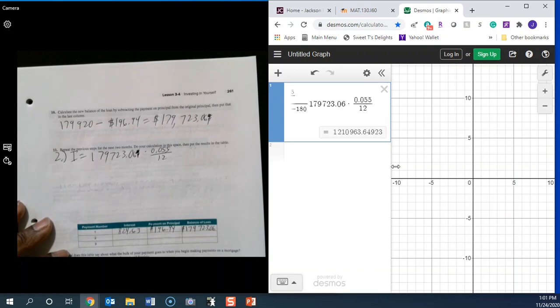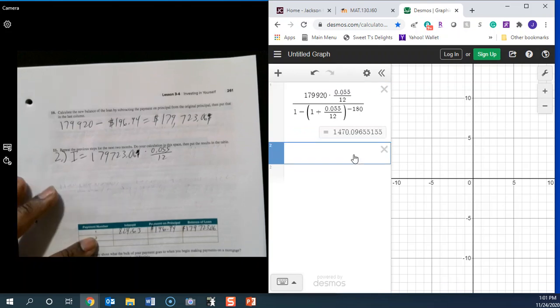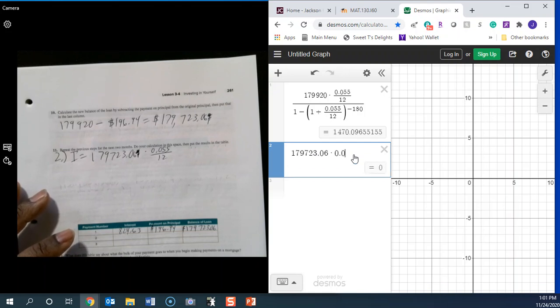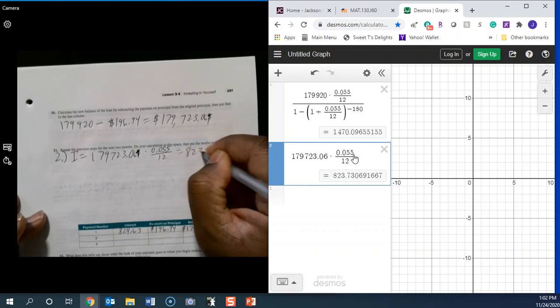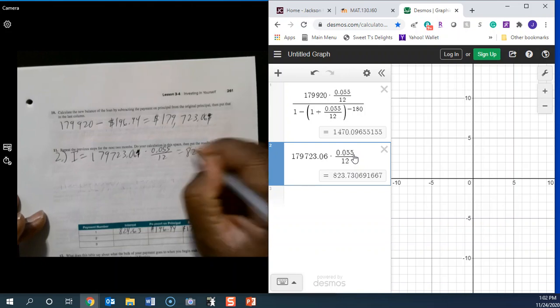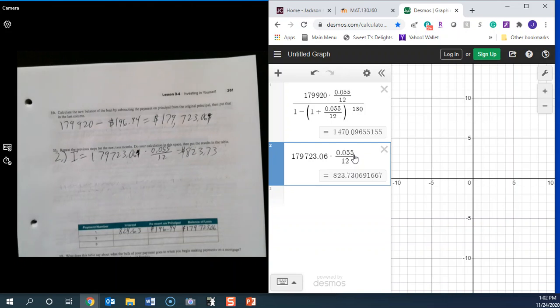Oh, all right. I made a mistake and typed it at the top. It's supposed to be in the next one. Okay. So let me retype that. 179,723.06 times 0.055 divided by 12. All right. So that would give us 823.73. That's how much interest it would be. So we could write that down here, 823.73. That's the interest.